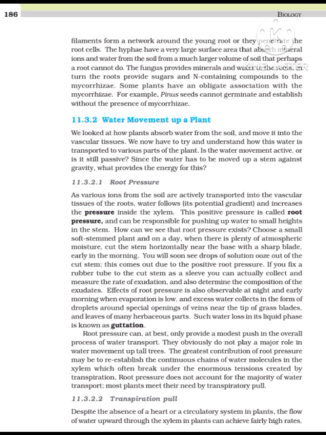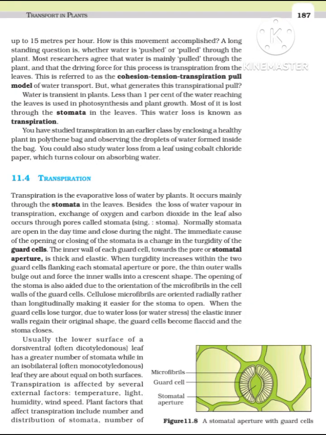Transpiration pull. Despite the absence of a heart or a circulatory system in plants, the upward flow of water through the xylem in plants can achieve fairly high rates, up to 15 meters per hour. How is this movement accomplished? A long-standing question is whether water is pushed or pulled through the plant. Most researchers agree that water is mainly pulled through the plant, and that the driving force for this process is transpiration from the leaves.